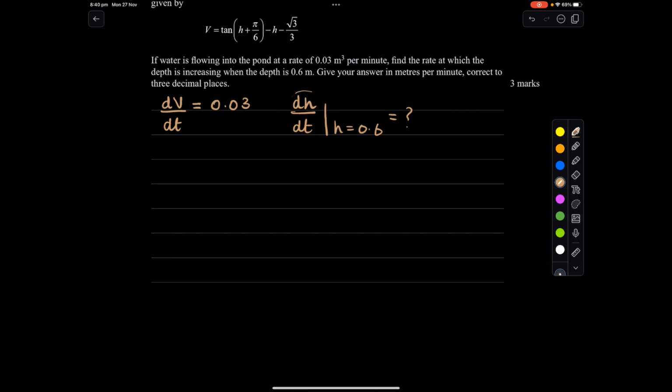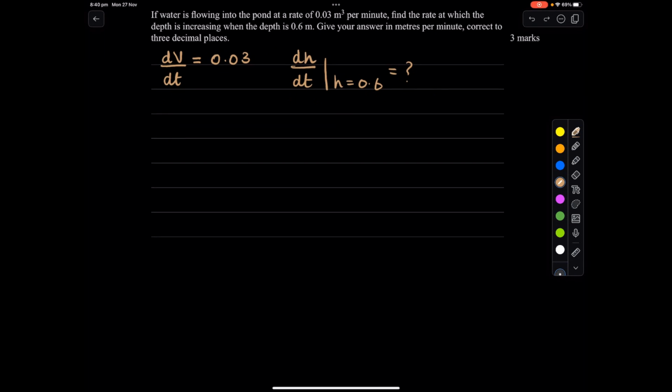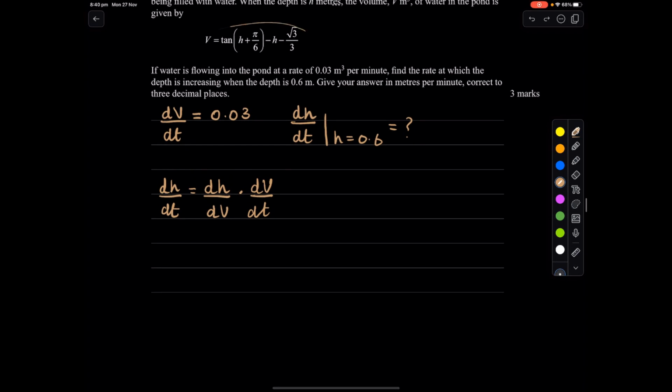Okay, so what is dh/dt? Let's think about it. Let me write it nicely actually. dh/dt can be written as dh/dV times dV/dt. Why did I write it like this? Because I'm writing these dV's over here, so when they get multiplied, I can cancel them out. It's just dh over dt, which is equal to this. And because I already know that dV/dt is 0.03, I just need to find dh/dV. And how do I find that? We use this over here.